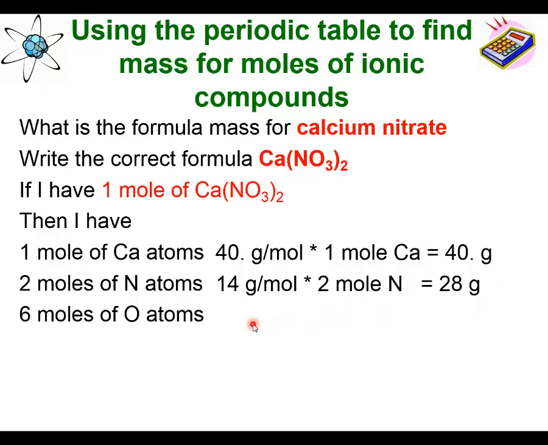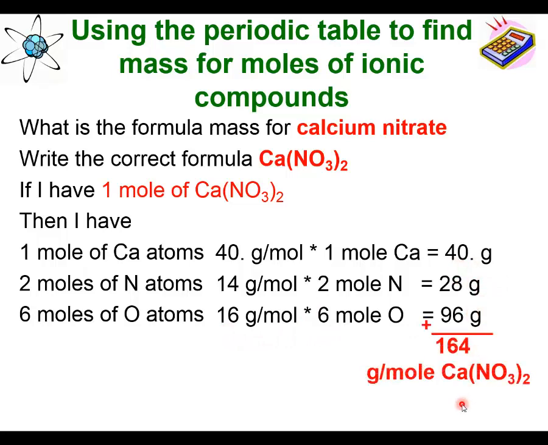Now for oxygen, what should we do next? Hopefully you said look at the periodic table. What is the mass on the periodic table? Okay, it's 16. So if I have a mole of oxygen, I have 16 grams per mole. And I know that if I have 6 moles of oxygen atoms for every mole of the compound, I need to take 16 times 6. That gives me 96. So I take 40 plus 28 plus 96. So we get a molar mass of calcium nitrate of 164 grams per mole.